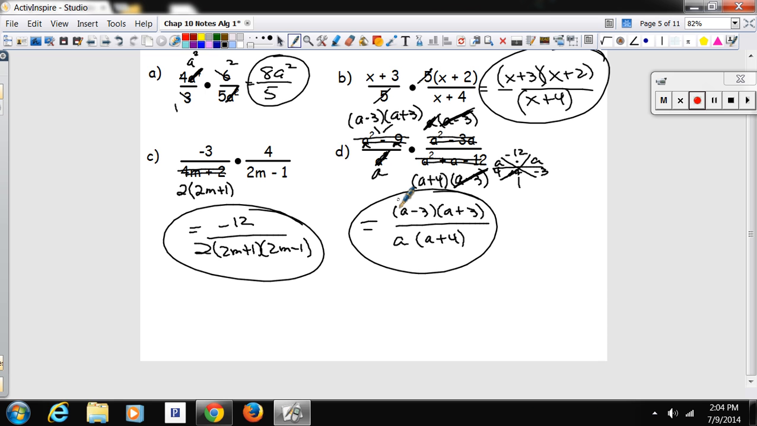There's your answer there. So that's how you would do sections 10.1 and 10.2. There you go.